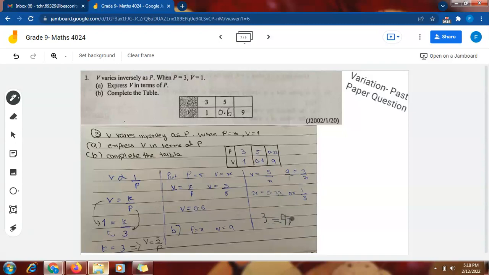Since I have to find the value of X, I will shift this 9 to the other side. So it will look like 3 upon 9, and 3 upon 9 can be simplified as 1 upon 3. You can write it as a fraction, or if you want to write it as a decimal, you can also do that. The value of X is coming out as 1 upon 3, or you can write it in decimals as 0.33.